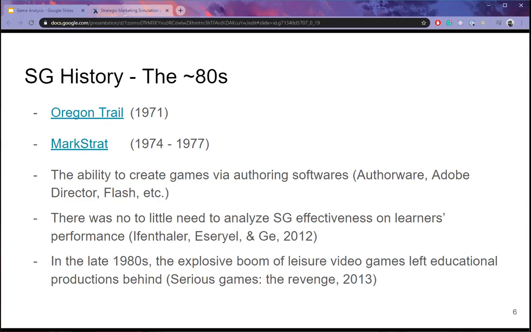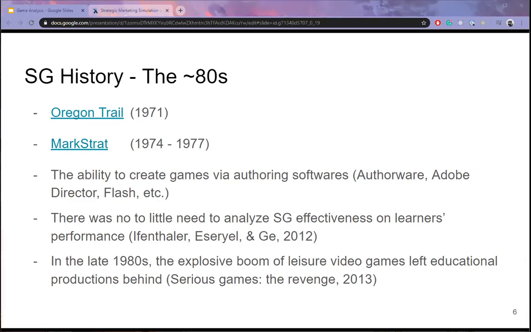But within this period, there is little to no need to analyze the serious game effect on learners' performance because as long as this game was for show and tell, it's just to give the knowledge out there. They don't really care about measuring the effect because they have other means to assess student learning in their classroom, for example tests, quizzes, and exams. So there was really no serious game analysis at this phase.